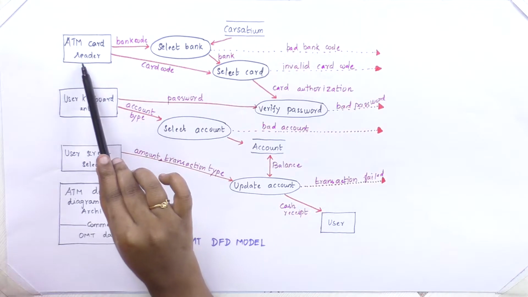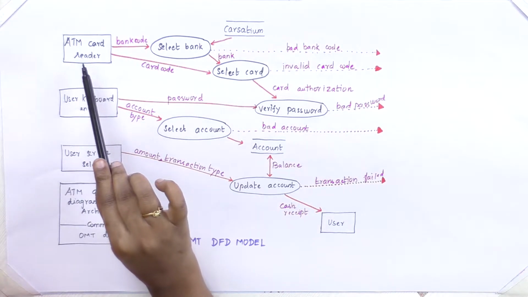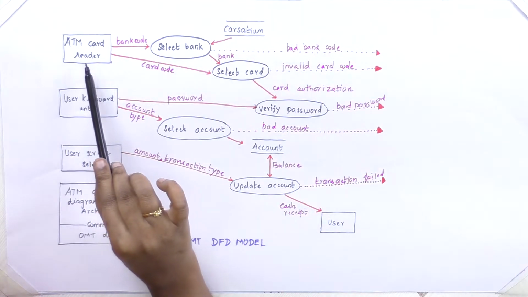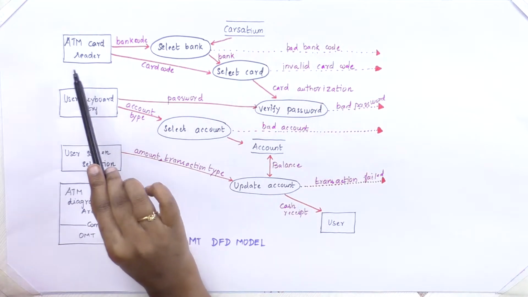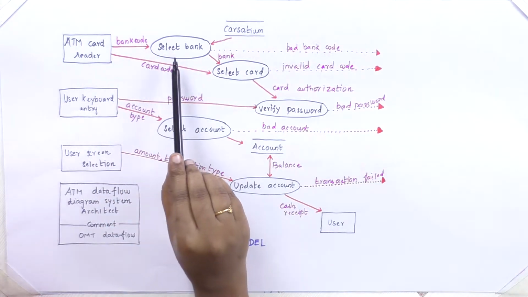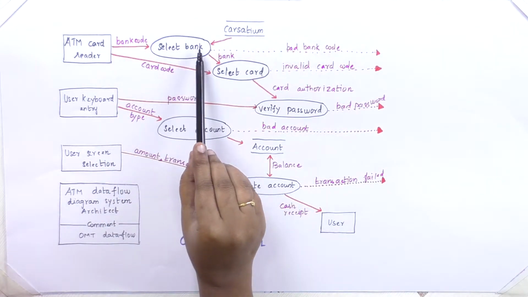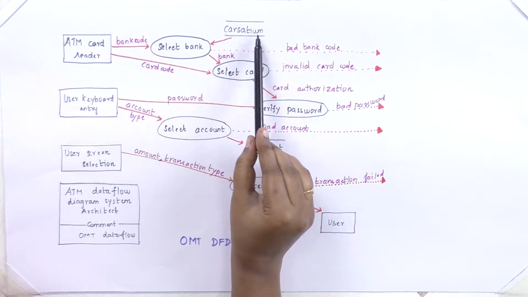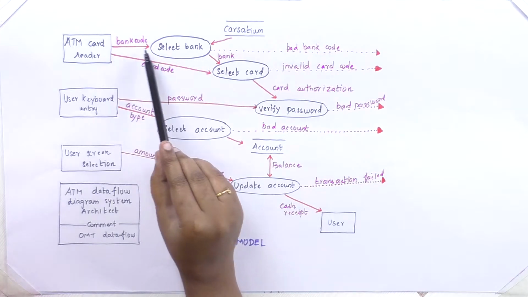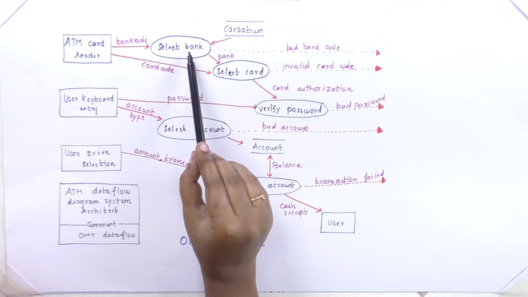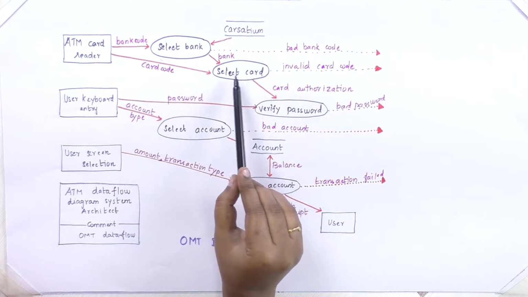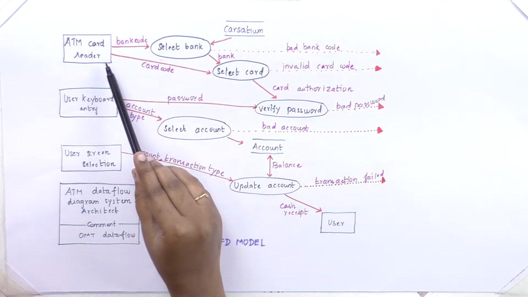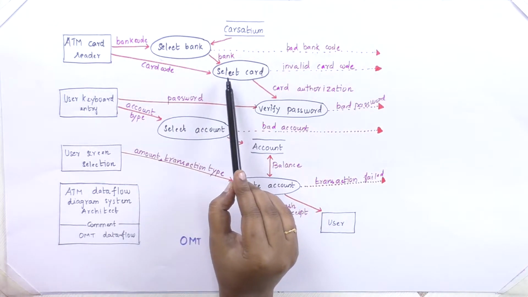Here, the ATM card reader is an external entity. So you will be inserting your ATM card in this card reader. After your ATM card has been inserted, the next process will be selecting the bank. So the bank information will be taken from the consortium. After selecting the bank, you will be asked about the card details. The first step may either be selecting the bank, or some ATM card readers may directly ask about your card details.